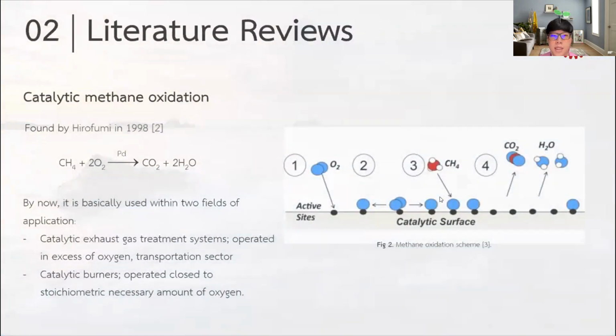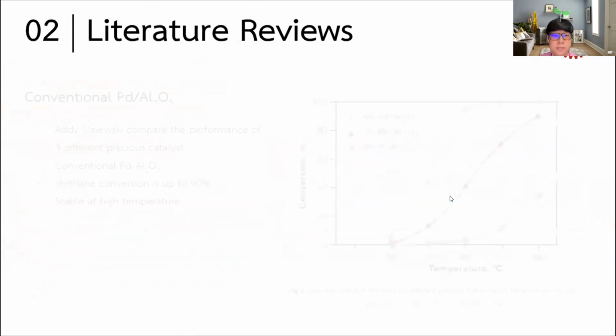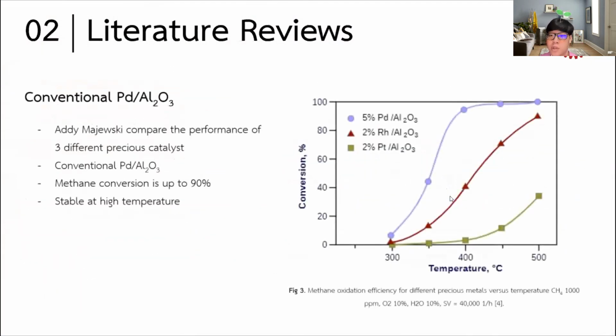Next is the literature review. What is catalytic methane oxidation? Catalytic oxidation is the process that oxidizes a compound using a catalyst. The oxidation of methane over an oxidation catalyst is described by the equation below. To achieve high methane conversion, palladium-based catalysts are generally considered to be most active to oxidize methane and other short-chain hydrocarbons, shown in Figure 3.